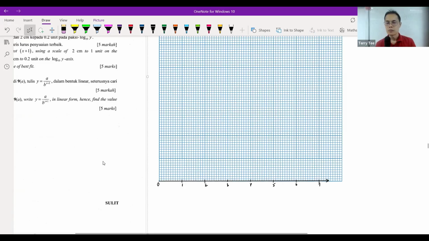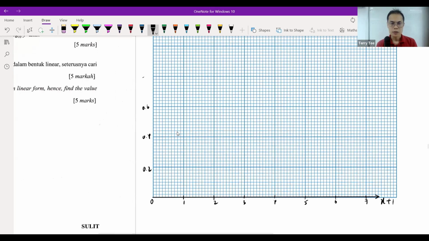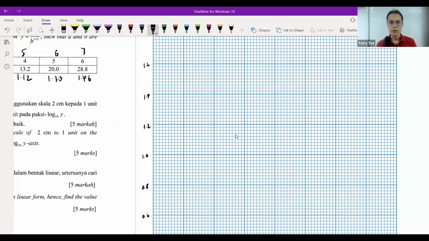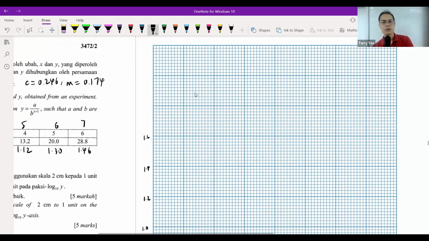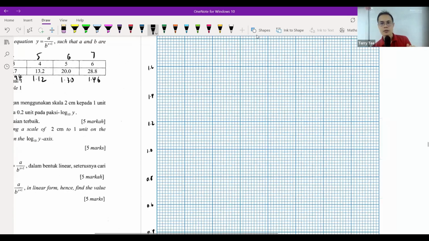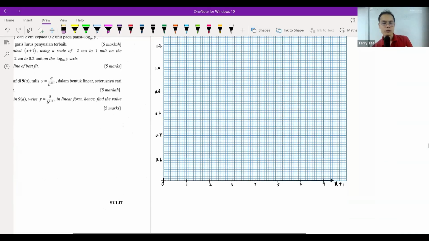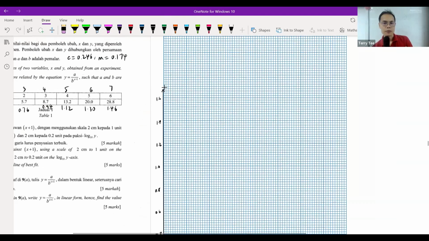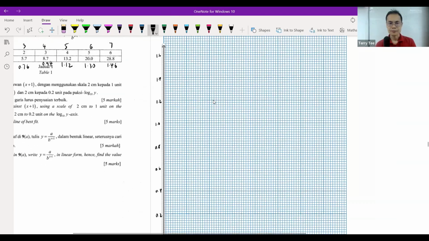This is x plus 1. Vertical axis: 0.2, 0.4, 0.6, 0.8, 1.0, 1.2, 1.4, 1.6. The largest is 1.46. So I think it's a very small graph. You don't have to draw all the way up; 1.6 is sufficient. So draw your y-axis all the way up to here. So this is your LGY.